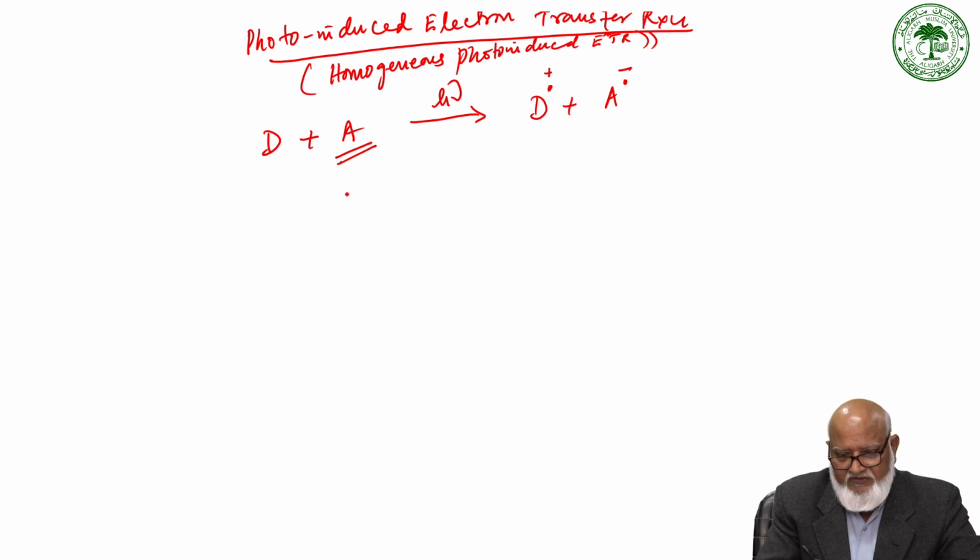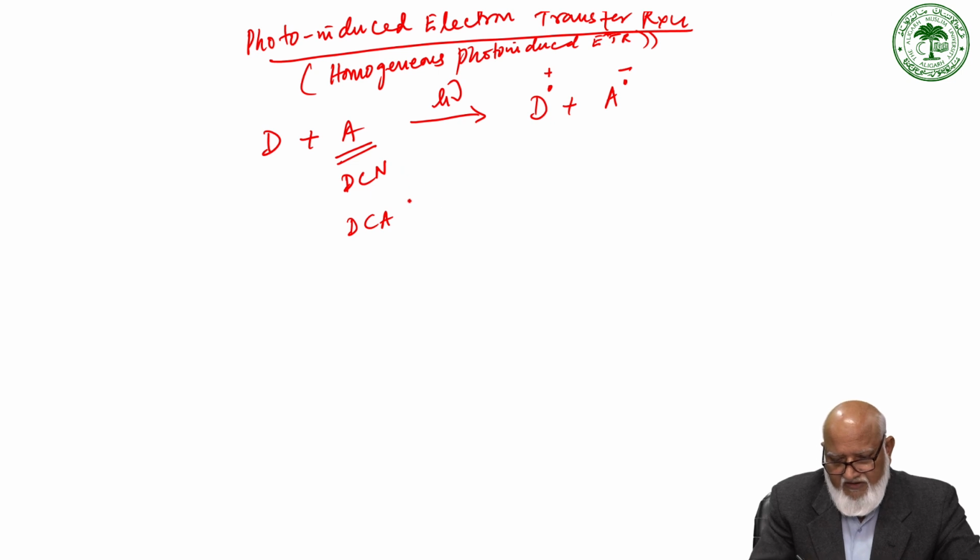Several examples of these acceptors are DCN, 1,4-dicyanobenzene, 1,2-dicyanonaphthalene, and DCA, 1,2-dicyanobenzene. So we have all three: dicyanobenzene, dicyanonaphthalene, dicyanoanthracene. These acceptors have been used extensively.